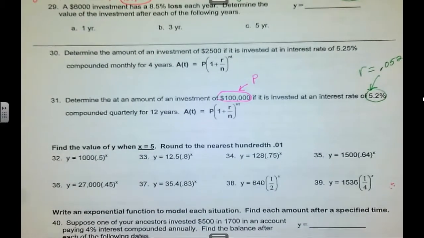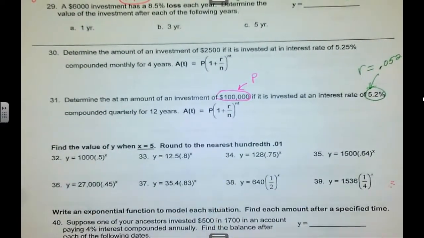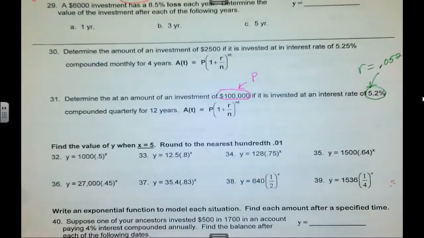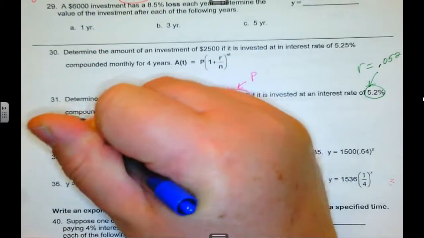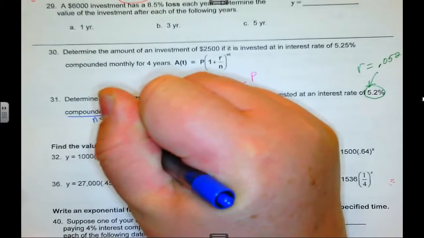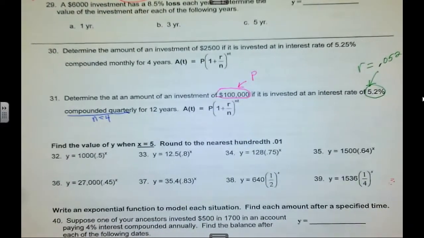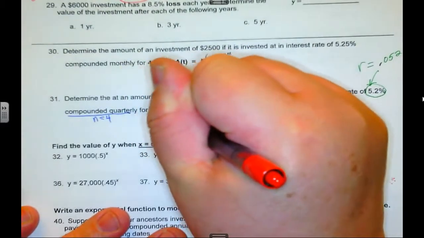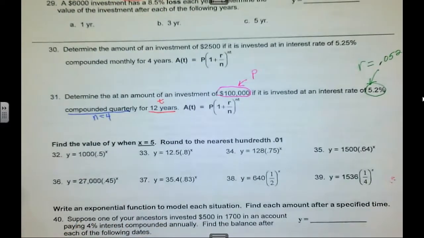Compounded quarterly. So I would have to use the R over N. What's my N? Quarterly. Think of a quarter in a dollar. How many quarters in a dollar? 4. So my N's 4. Okay? And my T is going to be 12 years. That's my T. Okay, you ready? Ready, Freddy?